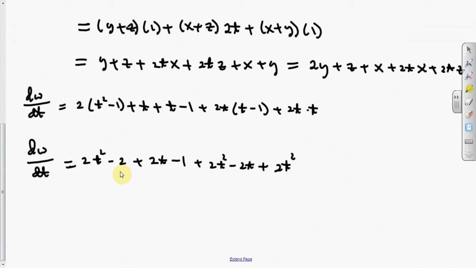So see there, this is 2t squared, 2t squared, and 2t squared, so that's 6t squared. Got those out the way. And then the 2t minus 2t cancels out. And then all we have left is minus 2 minus 1 is minus 3.